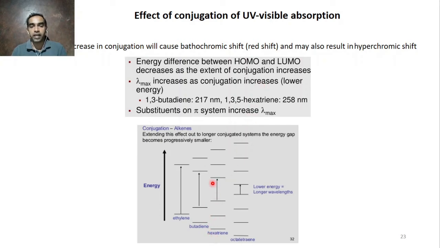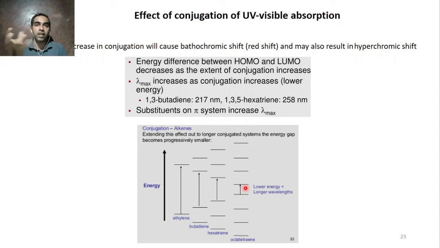And hexatriene, and octatetraene, you can see the energy gap is very much lower. The energy gap is getting reduced, so the transition energy, the energy required for the transition from one level to the other, will also decrease. Now if the energy of absorption goes on decreasing, then what happens? Of course it will shift to the red side.